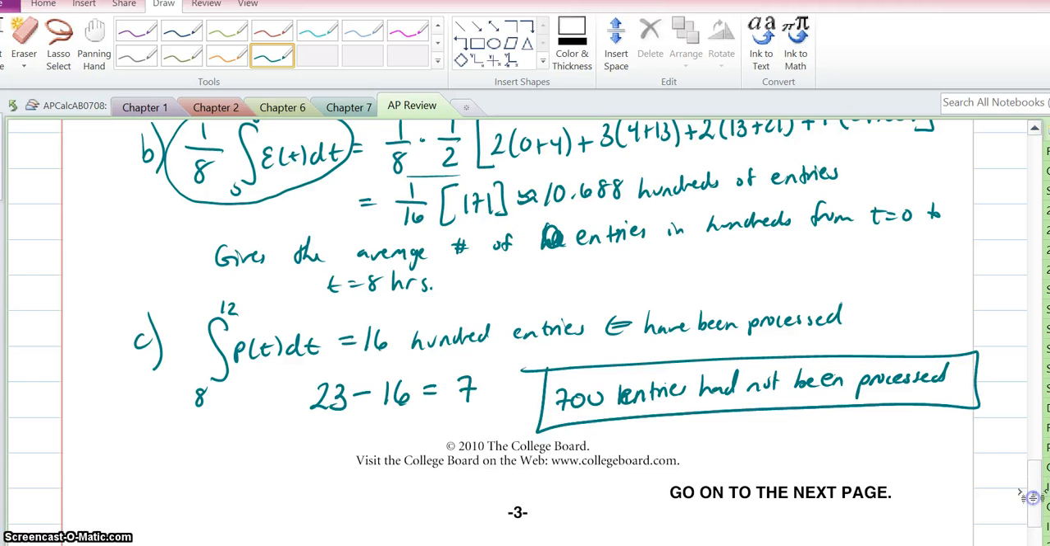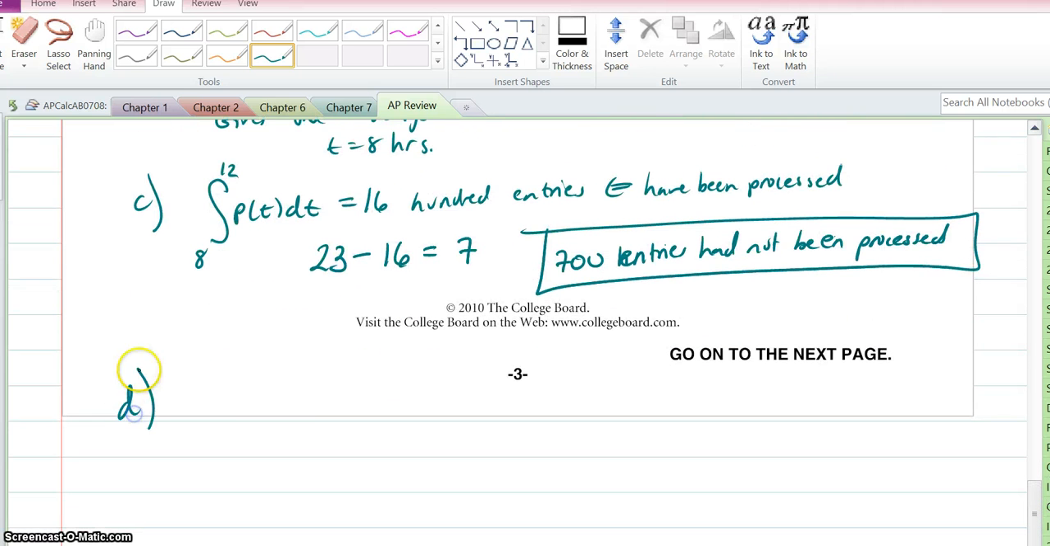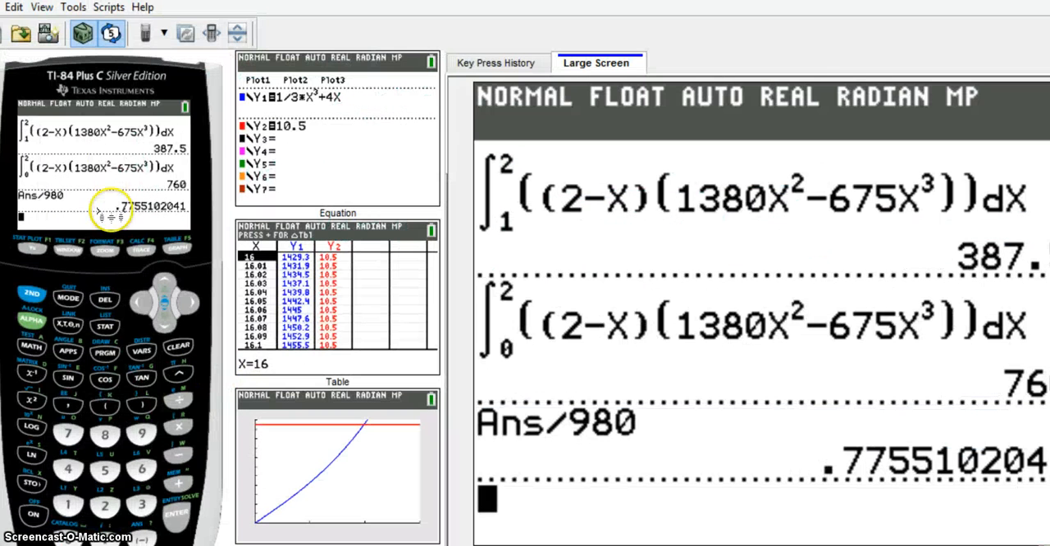Okay. And then finally in part D, it says, according to the model from part C, at what time were the entries being processed most quickly? Now this is a max question, so we're trying to find when it is moving the quickest. So we take P prime of t, which you should take the derivative of on your own, and you get 3t squared minus 60t plus 298. We're trying to find critical points, so we set this equal to 0 and find when that's equal to 0 in our calculator.